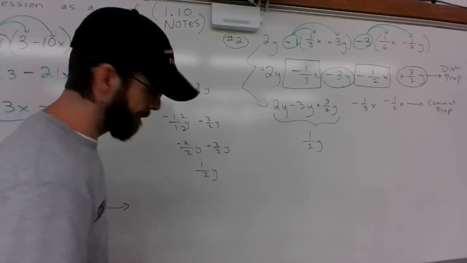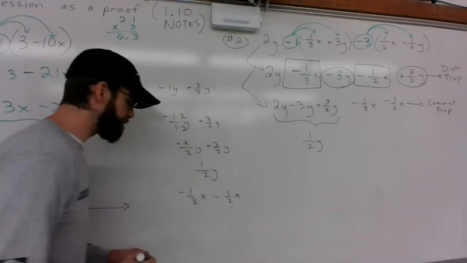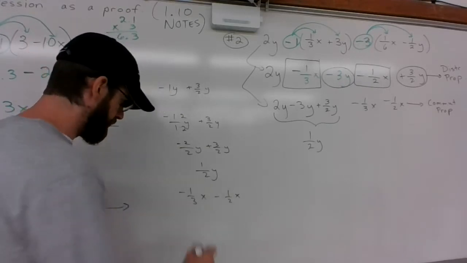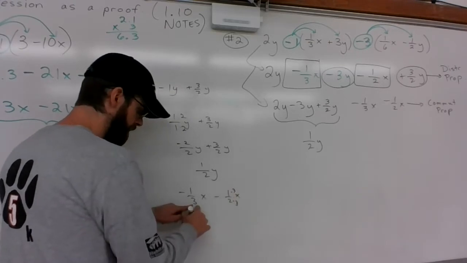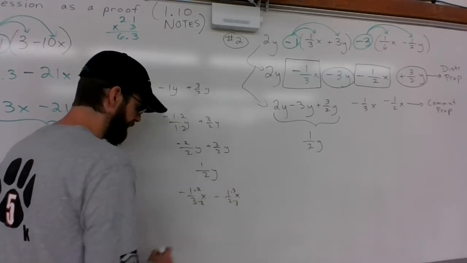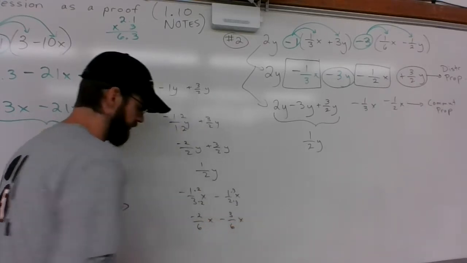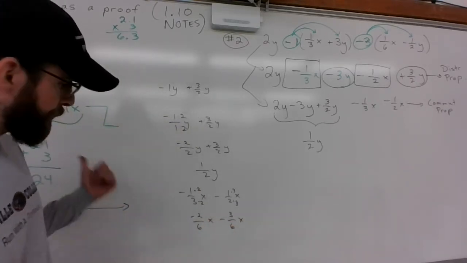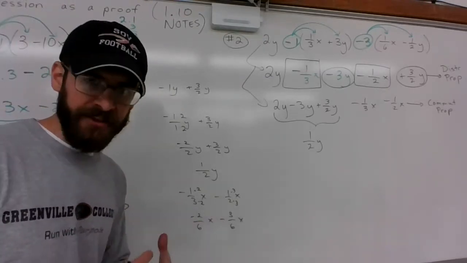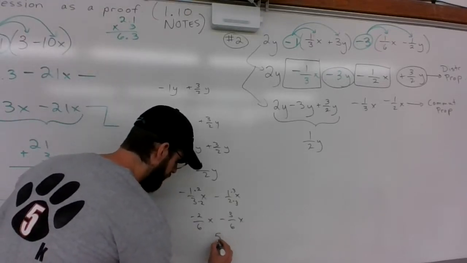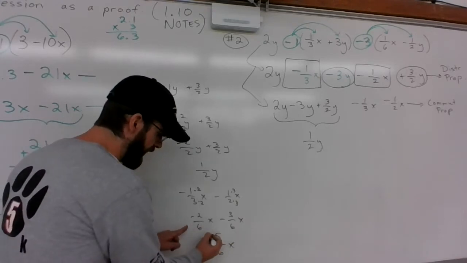The x's, negative 1/3 x minus 1/2 x. Find common denominators. So 6, times 3 times 3, times 2 times 2. That'd be negative 2 over 6x minus 3 over 6x. And like on that previous one, if it's a negative that's subtracting, you're really adding the 2. And then it's going to be negative.